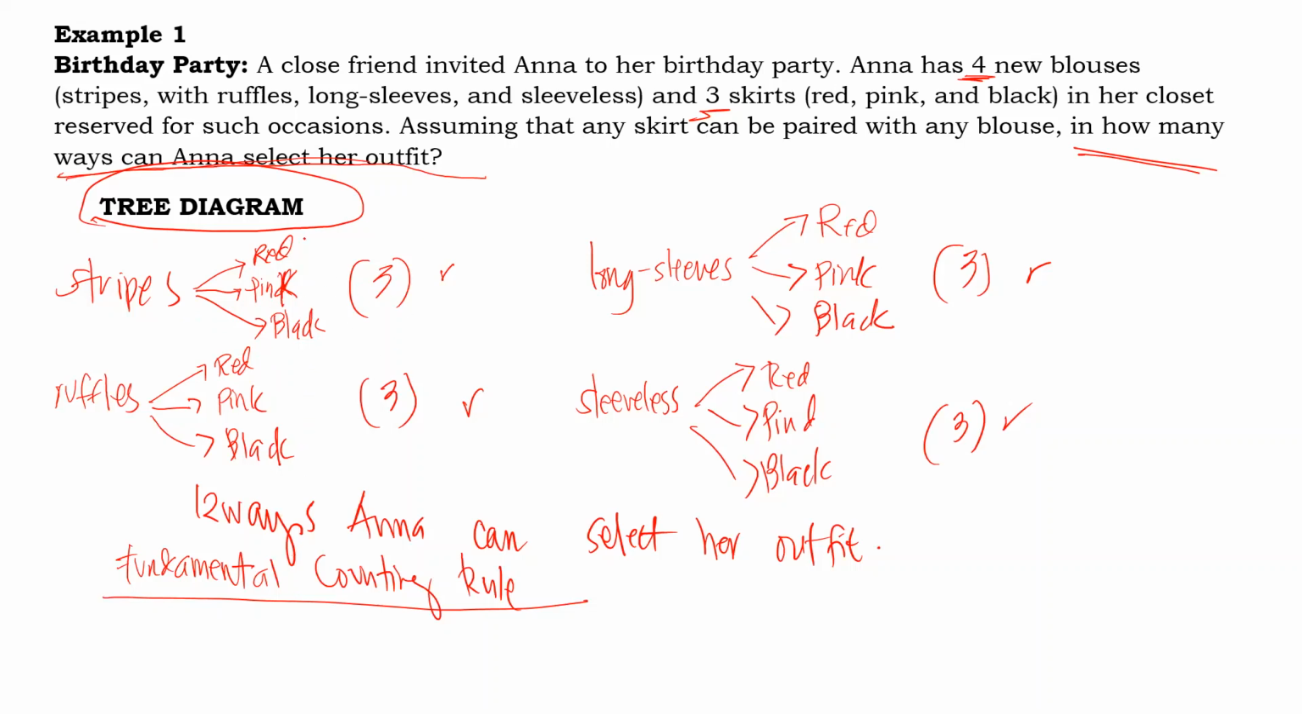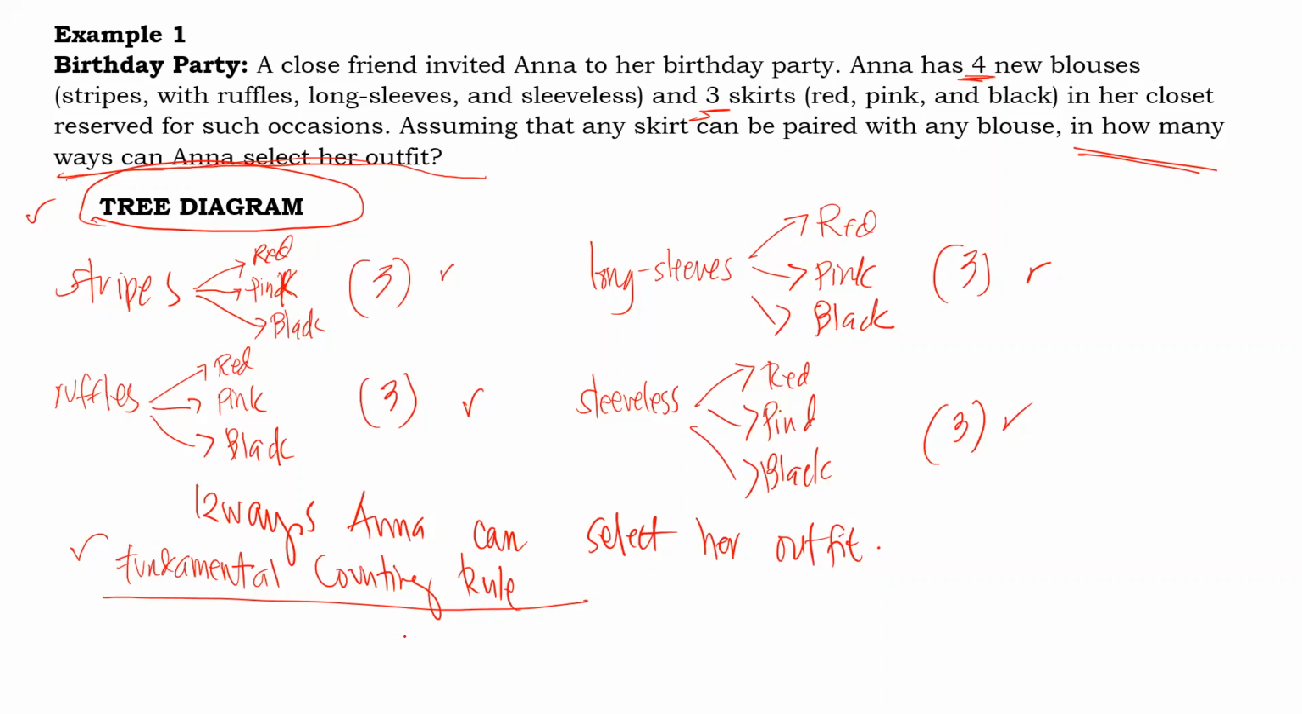So, if you're going to solve this problem using the fundamental counting rule, not the tree diagram, what you will do is multiply the number of blouses times the number of skirts. That is the number of ways Anna can select her outfit.